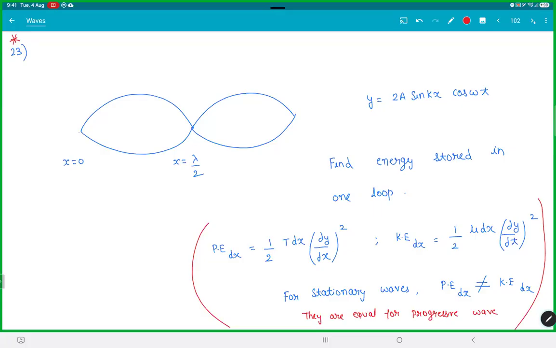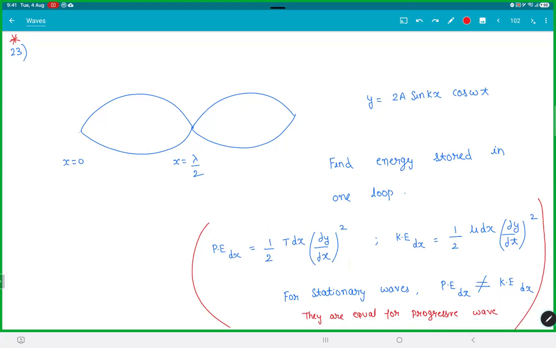Yeah, let's give it a try, everyone. So you're asking for energy for a loop. This is the energy for a segment dx. So substitute dou y by dou x here and integrate with limits from 0 to lambda by 2. That's how we do that. But yeah, take a minute or two. Give it a try. Let's see what you get if you differentiate.